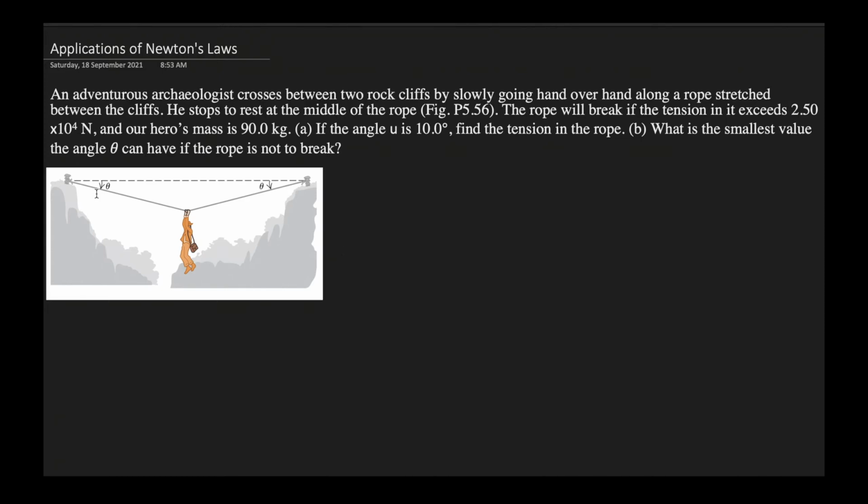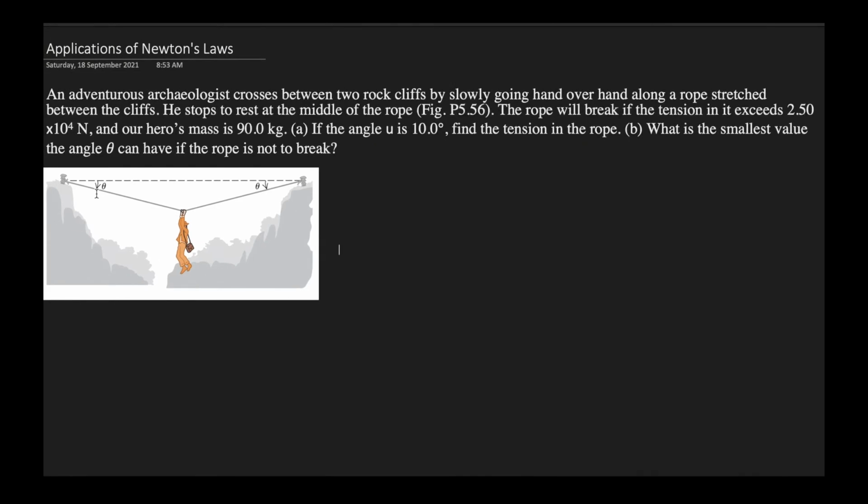The rope will break if the tension exceeds 2.5 × 10^4 Newton and our hero's mass is 90 kg. The angle theta is 10 degrees. Find the tension in the rope. What is the smallest value of angle theta that it can have if the rope is not to break? So this is our first problem.